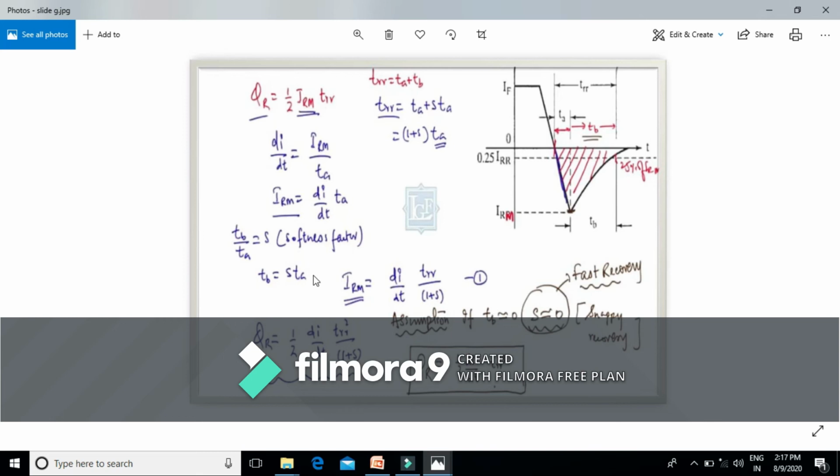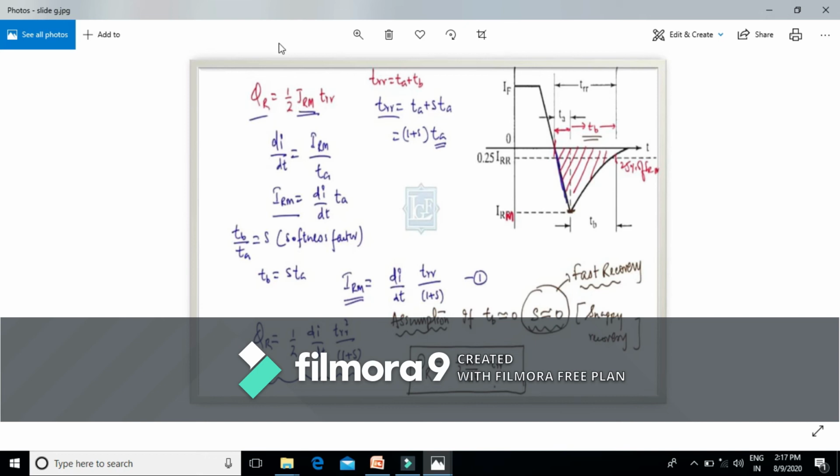Its usual value is unity, and this indicates a low oscillatory reverse recovery process. For example, if here TB is equal to S TA, if we put this TB equal to S TA in this equation, we can write that TRR is equal to TA plus S TA, that is equal to (1 plus S) TA. If we put this value in IRM, this will be equal to di/dt into TA, which is equal to di/dt TRR upon 1 plus S. This is the first equation, or we can say that QR is equal to 1 by 2.